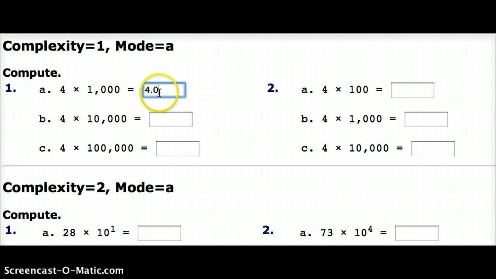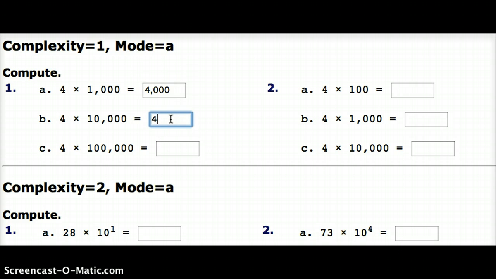You see that I can move it 1 space to the right and it'll be after this 0, 2 spaces to the right and it'll be after this 0, and 3 spaces to the right and it'll be after this 0. So my final answer looks like this. It's 4,000. You can stick a comma in there if you'd like. Whenever I have to move a decimal over and there's no actual numbers there, you just fill in a 0.